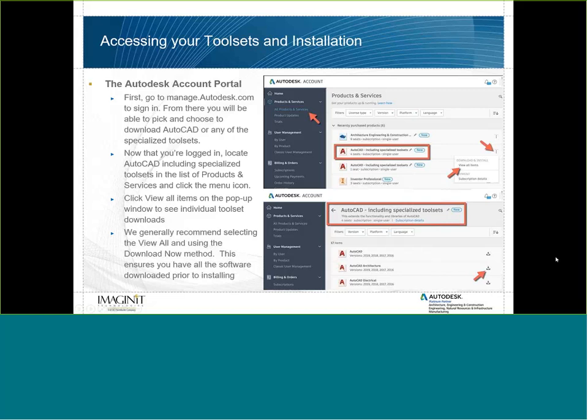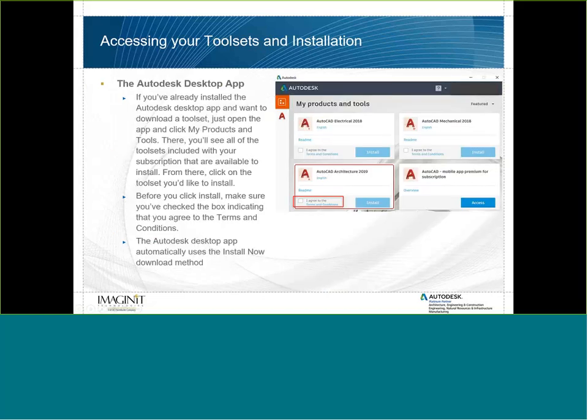The other option you have is to go through your Autodesk Desktop App. If you are signed into your desktop app and you have the AutoCAD including specialized tool sets assigned to you and it's not a network license, you will actually see all of the information here about moving up to and installing either 2018 or 2019, depending on what you do and do not already have installed. Basically, you'll open it up, you'll see this little glyph right here. It says My Products and Tools. You have to make sure you click on the I agree to the terms and conditions and you click Install.